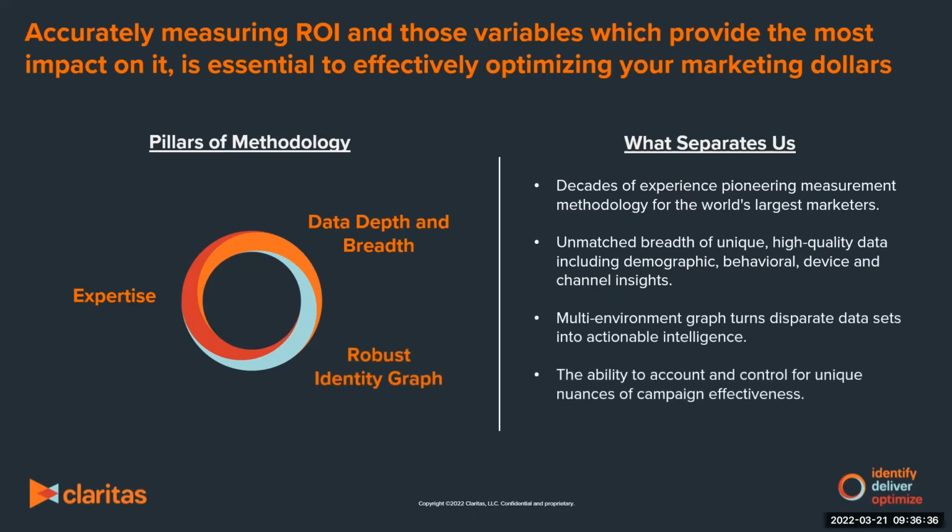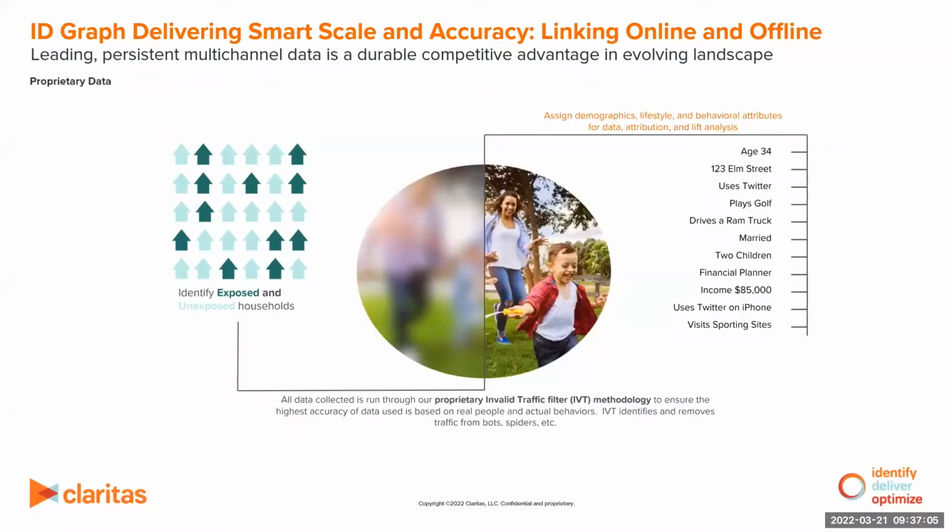The right identity graph should help assess real-world performance through being immune to privacy changes, coverage of all US households, and the ability to take disparate data and transform it into actionable insights. I'll also add that the ability to account and control for unique nuances of campaign effectiveness is a methodology unique to Claritas and includes weighting and projection to account for bias and coverage gaps.